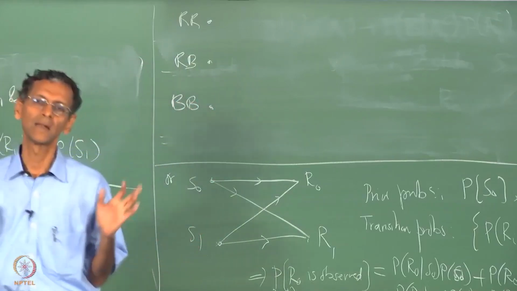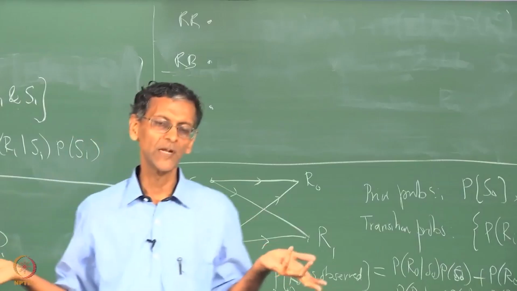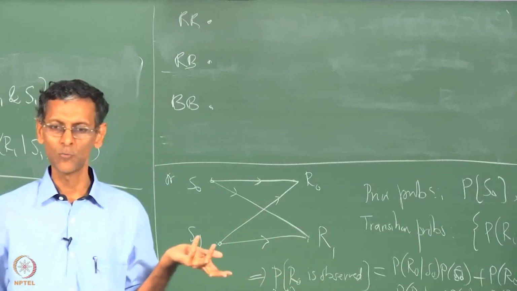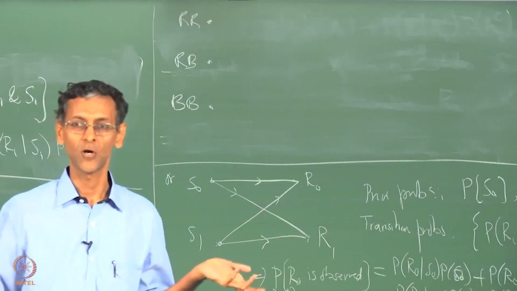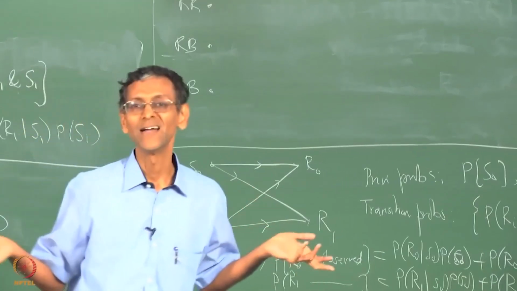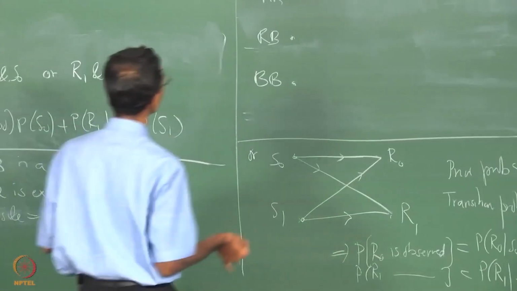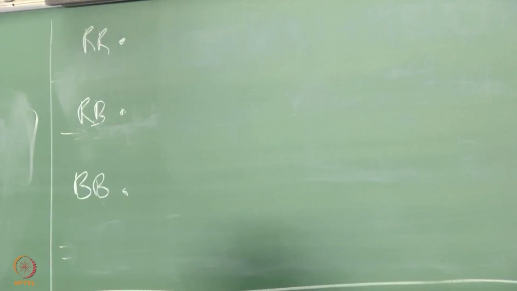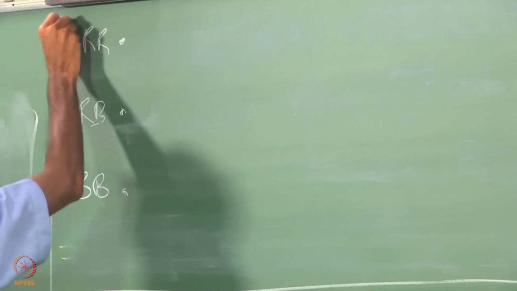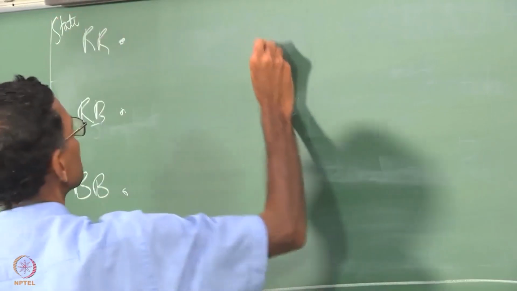Remember again, R is nominally red and B could be blue or black or brown or whatever you want, anything which is not R. This R is the same as this R and this B is the same as this B, so that you can't tell by looking at what shows up exactly which card you have drawn. So this is the hidden state, and this is the observation.